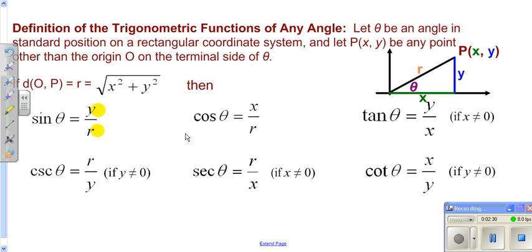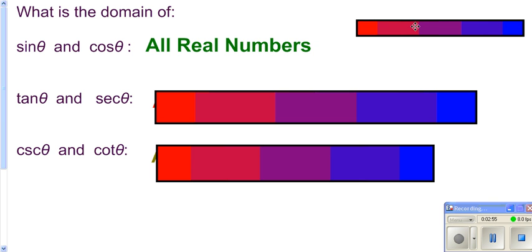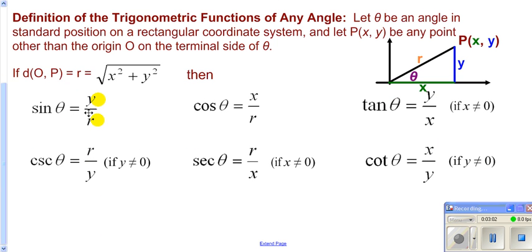Now, why don't we have to worry about that with these two here? Well, it says that your point is any point other than the origin. So this distance here will never be 0 because your point can't be here. It has to be some other point. Therefore, the distance between them will be a positive number. Your domain for sine and cosine is all real numbers, because you never had any problems with dividing by 0.